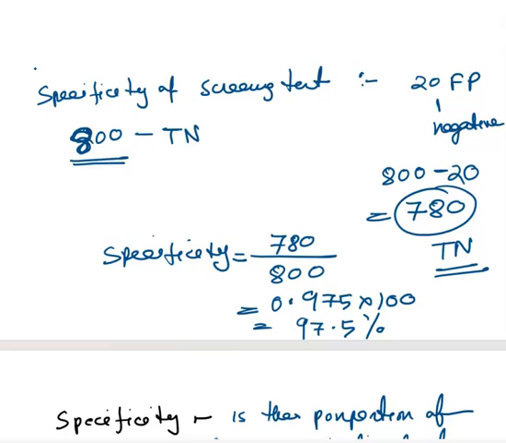So that's the total discussion today. When a screening test is highly sensitive, it would have less specificity. Similarly, a test which has high specificity usually is less sensitive.